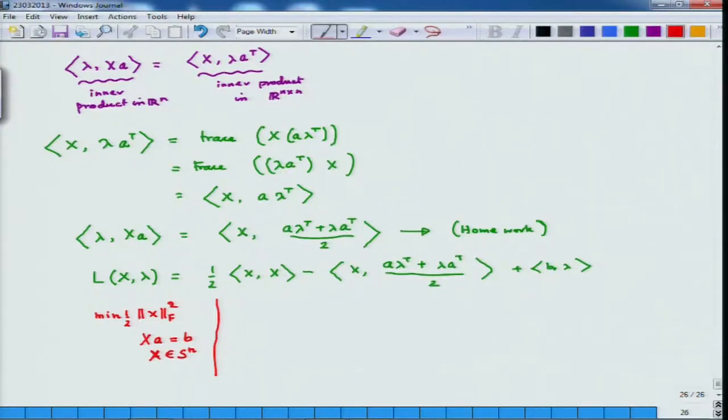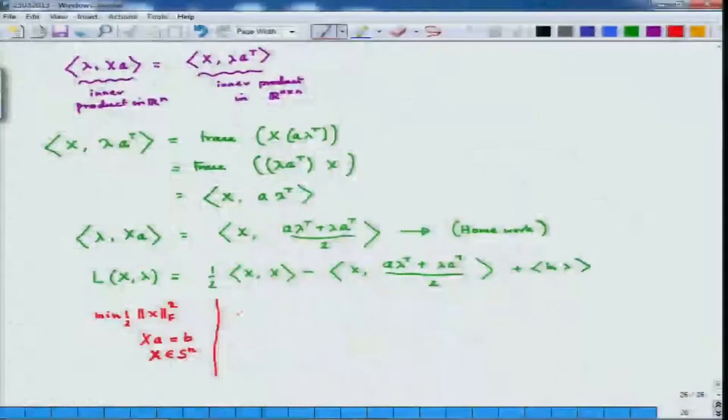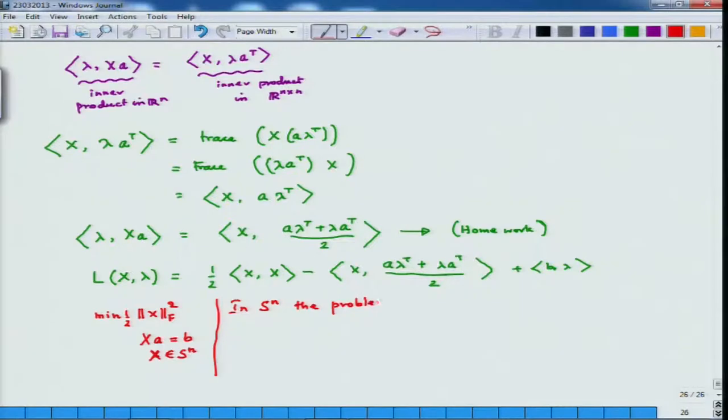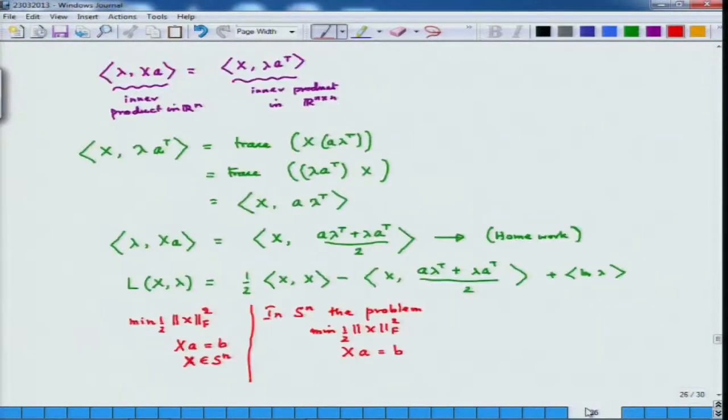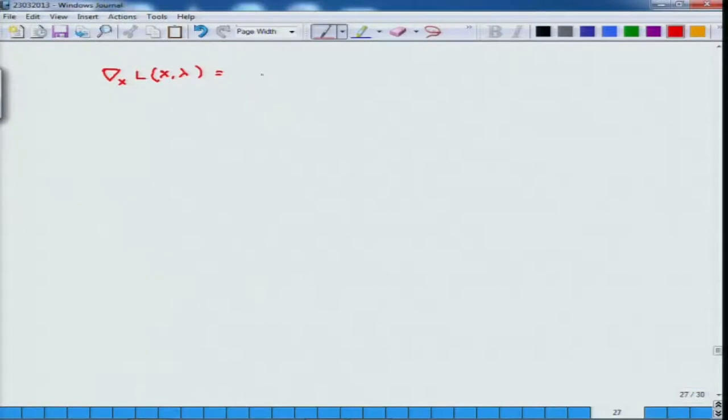So I am looking at the whole thing from the matrix perspective. My Sn is my whole space now. So in Sn I am doing this problem, and on this I can now apply the Karush-Kuhn-Tucker conditions by taking the gradient of the Lagrangian. So you take the gradient of the Lagrangian and equate it to 0. The Lagrangian is now written like this, and that would give you x minus a lambda transpose plus lambda a transpose.